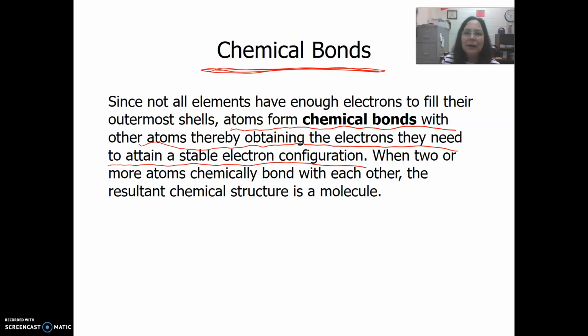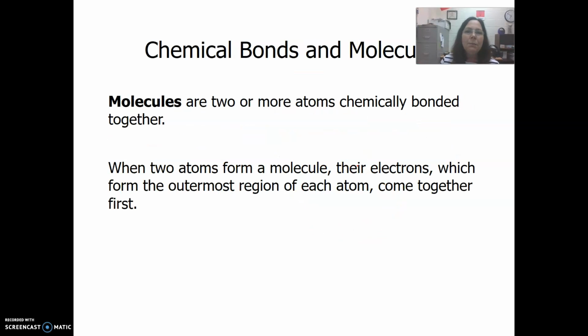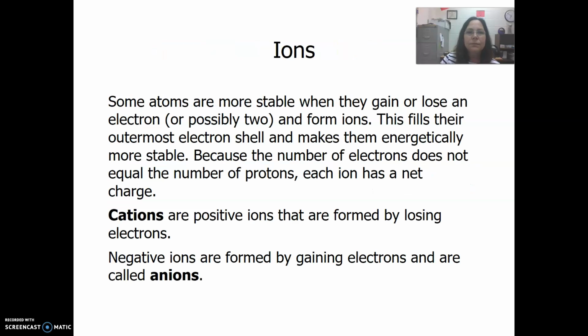When 2 or more atoms chemically bond with each other, the result is a molecule. Molecules are 2 or more atoms chemically bonded together. And we're going to talk about some different ways that atoms can form chemical bonds. So we need to start with understanding ions.